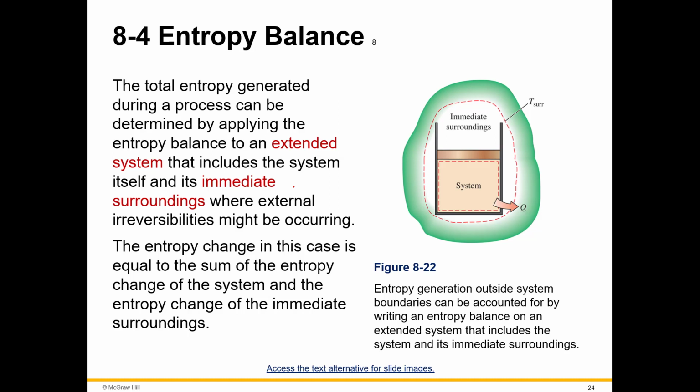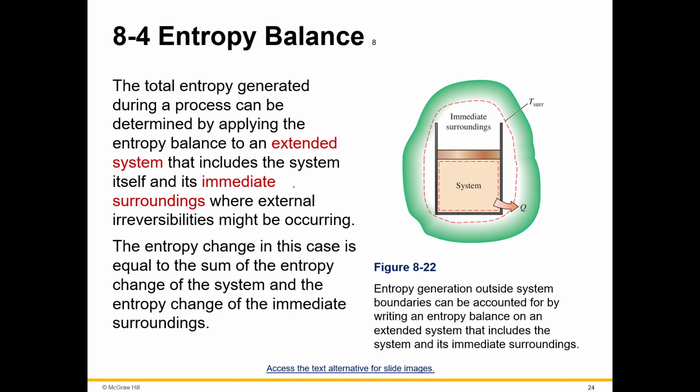Because remember, the irreversibilities, the friction, the dissipation, things like that, that's where we get and measure entropy. So we want to take into account the immediate surroundings that are going to be impactful. The entropy change in this case is equal to the sum of the entropy change of the system and the entropy change of the immediate surroundings. So it's just saying that we take into account those things.